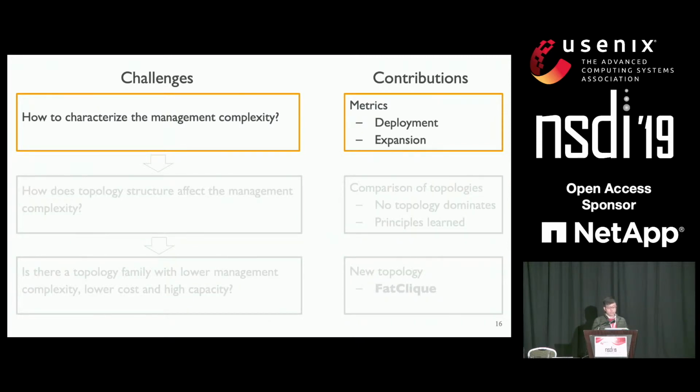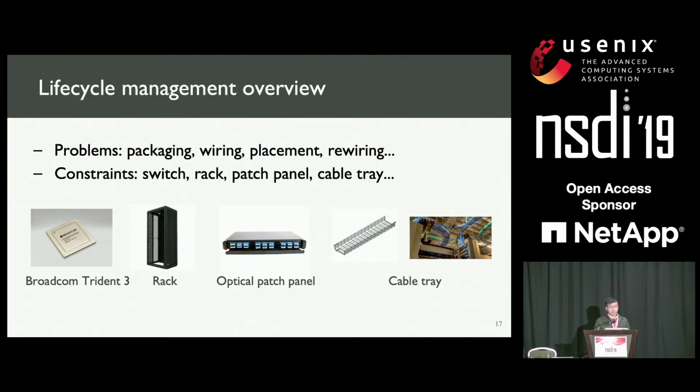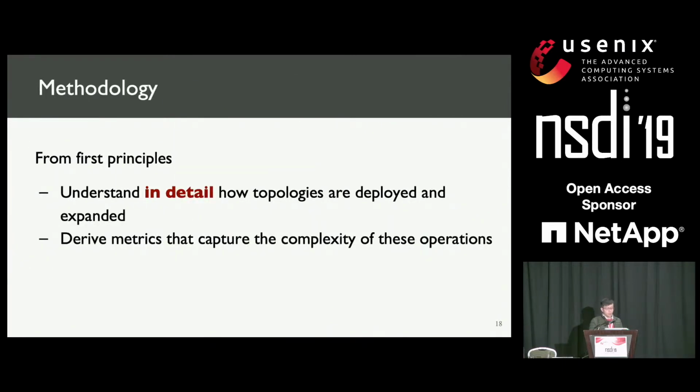OK, let's look at the first challenge. There are many dimensions in lifecycle management, for example, packaging, cable wiring, device placement, and cable rewiring during expansion. All these problems need to respect constraints from all kinds of data center devices, such as switching chips, data center racks, data center patch panels, and cable trays. We studied lifecycle management from first principles. Specifically, we studied in detail how topologies are deployed and expanded. Then we derived metrics that capture the complexity of these operations.